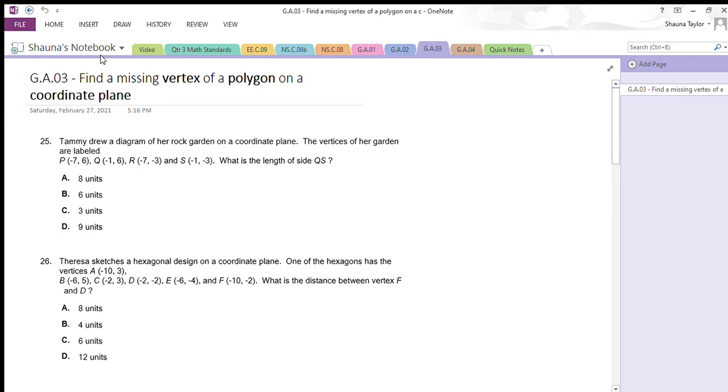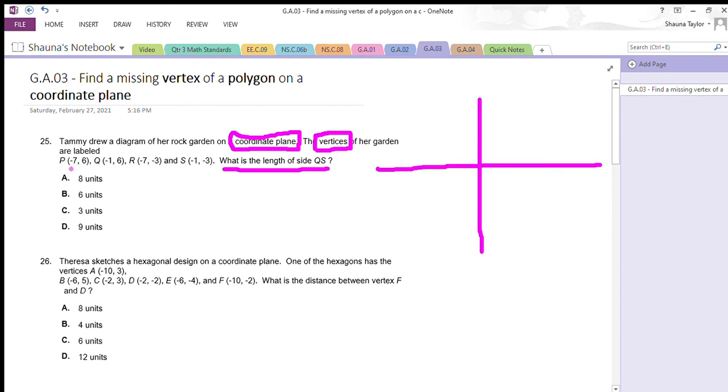QS? So if I come over here, I see the word coordinate plane. I see the word vertices. And right here's the question. What is the length of the side QS? So what I would do is on my sheet of paper, I'm going to draw my coordinate plane. And I'm going to look at my numbers here. I see a 7, a 6, a 1, 6, 7. So it looks like my biggest numbers are 7 and 6.